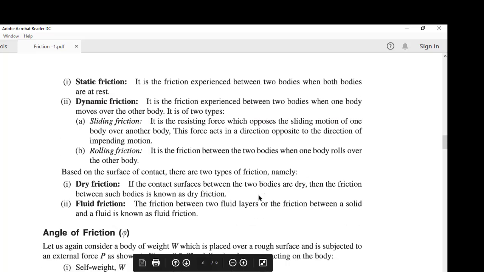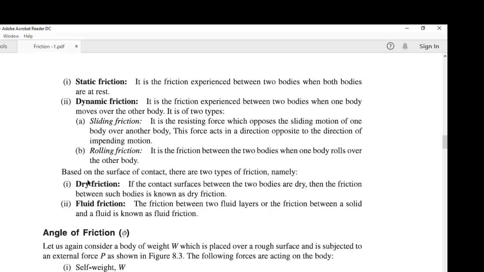Next is dynamic friction. Dynamic friction is experienced between two bodies when one body moves over the other body. It is further classified into sliding friction and rolling friction. Sliding friction is the resisting force which opposes the sliding motion of one body over the other body. The best example for this is when you rub both your hands against each other. Both hands slide over each other. Rolling friction is the friction developed between two bodies when one body rolls over the other body. One of the best examples is the tires of vehicles.